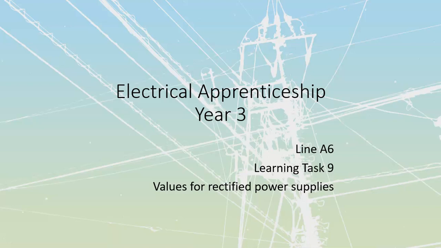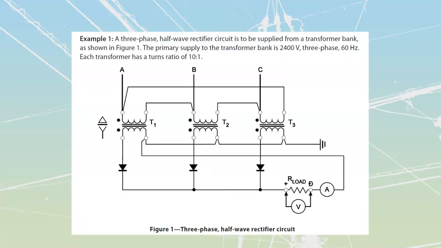The very first example that they give us is a three-phase half-wave rectifier circuit. It's to be supplied from a transformer bank, as shown in Figure 1. Primary supply to the transformer bank is 2400 volts, three-phase, 60 hertz. Each transformer has a turns ratio of 10:1. And then they want to know what's going to be the DC voltage that I'm going to measure across the load resistors. So we want to start by finding this value of voltage. Then we know what our resistance is, 6 ohms, a low value of ohms, which means we're going to have a high value of current. This is going to be the same inside all of our chemical systems, etc.